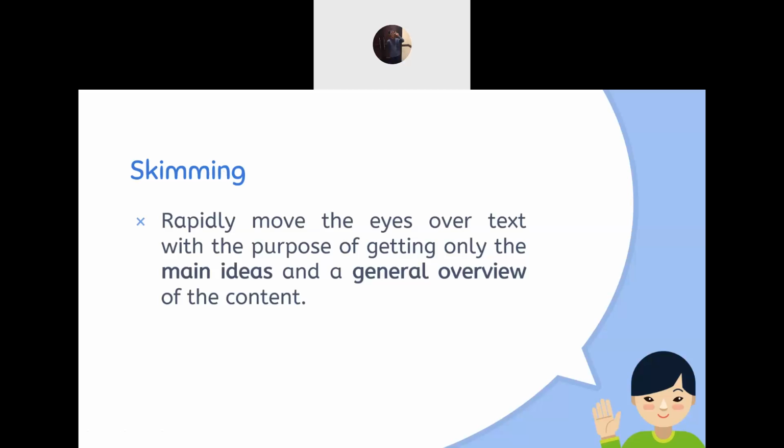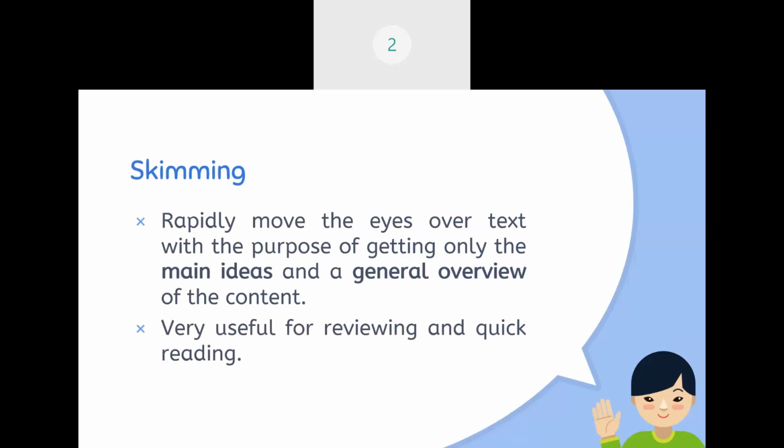Sometimes when we are reading, we have a lot of things to read, but we do not have time to read every piece of detail from the text. That's why we apply skimming. We skim because we want to get the main ideas and the general overview of something. Okay, it's very useful when you are reviewing something.